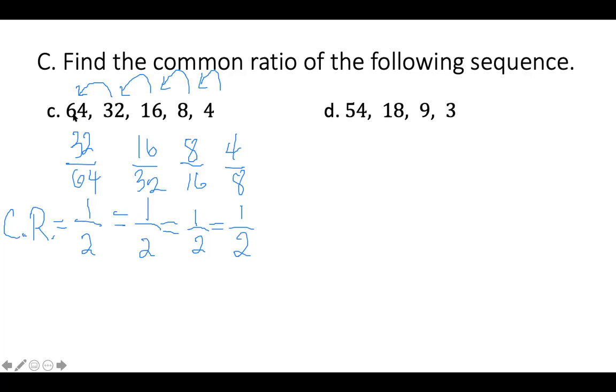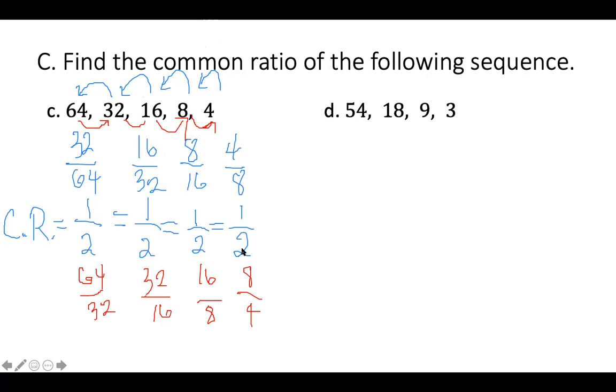Okay? But then again, you could also start from 64. So let's try the other way around. Let's see if they will still have the same value. So 64, 32, that's 64 over 32. Ito naman, 32 over 16. Ito naman, 16 over 8. And next is 8 over 4.